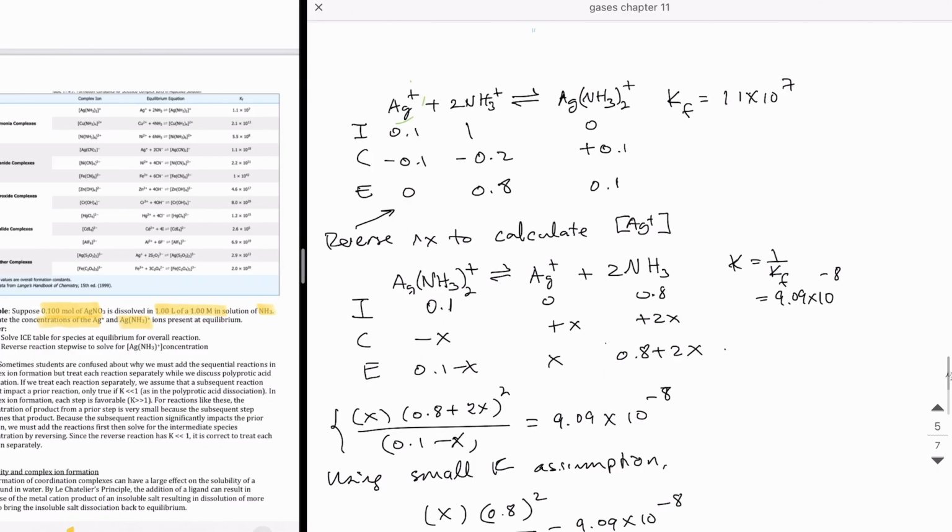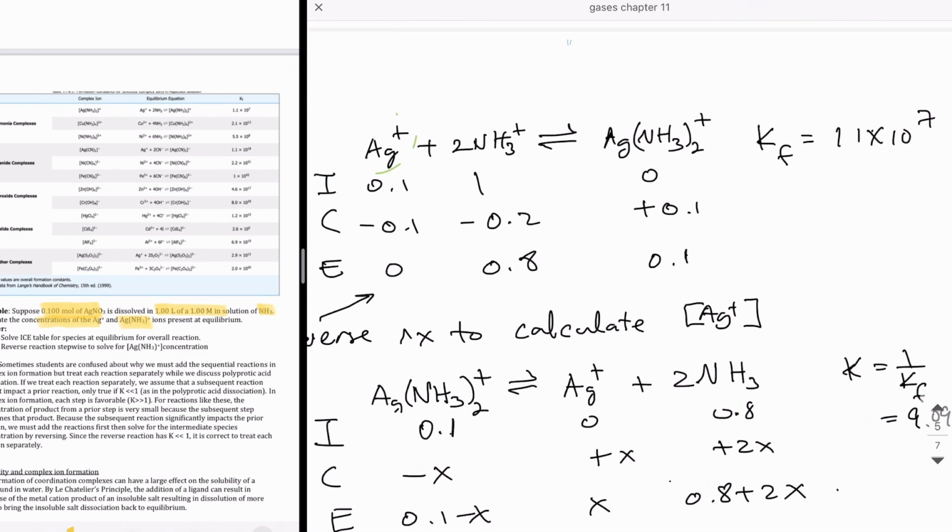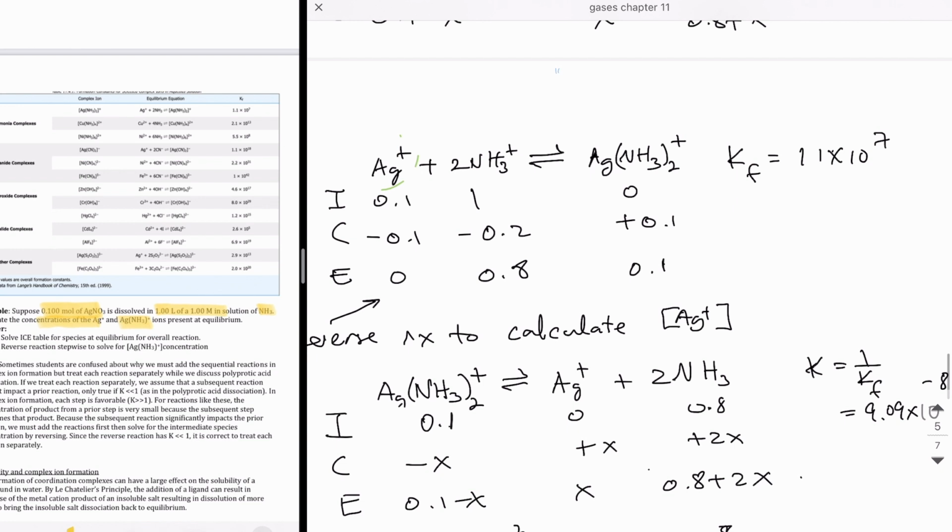You don't start with each of the reactions, but what you do is you add those 2 reactions together. So when you add the 2 reactions together, what you get is this reaction right here, right? Ag+ plus 2 NH3 goes to Ag(NH3)2+. So this is just the overall reaction once you add reactions 1 and 2. The K is the Kf that we were given earlier.